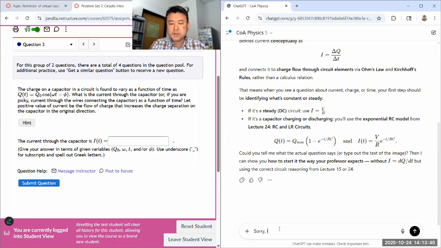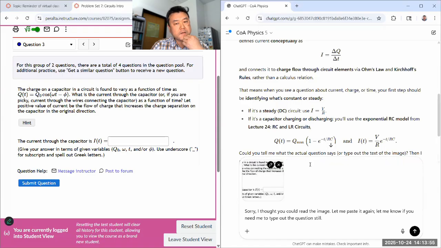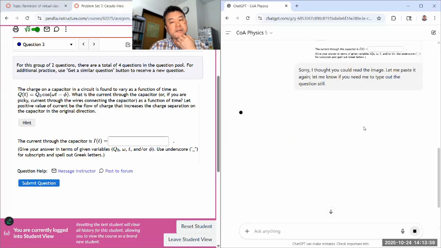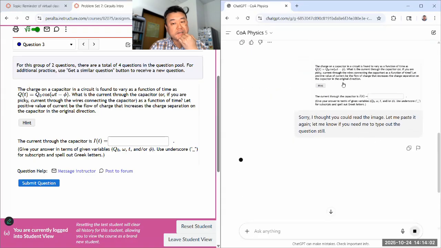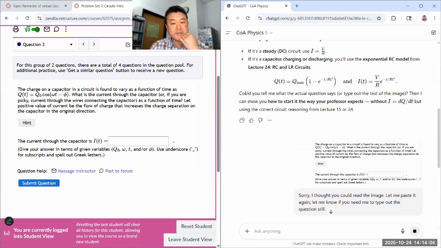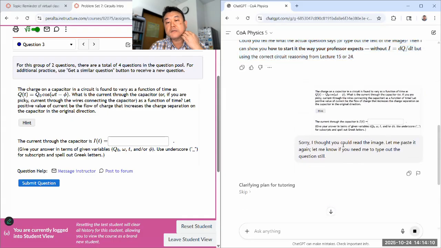Sorry, I thought you could read the image. Let me paste it again. Let me know if you need me to type out the question still. I think there might be some bug where the first image I paste, it ignores or can't tell. It's been doing this where it's got an image and then it still asks me to type it out. It might be something introduced through the prompt.